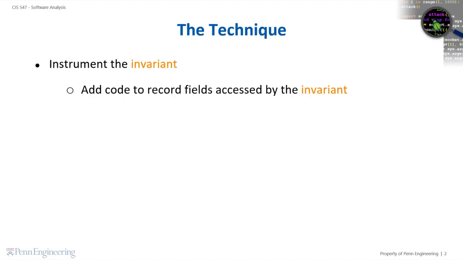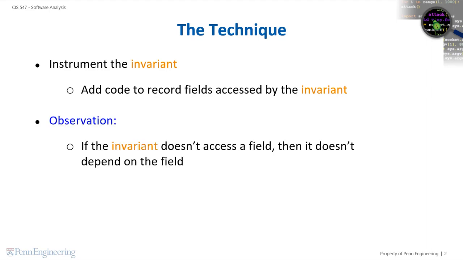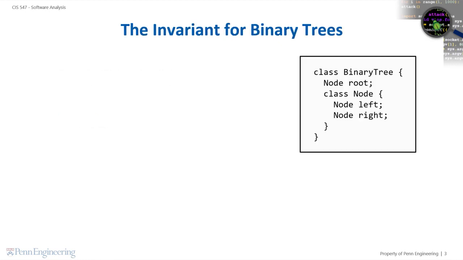The technique Korat uses is to instrument the invariant. That is to say, it adds code to the invariant checking to observe how it acts on the test input. In particular, it records which fields of the input the invariant accesses. A key observation is that if an invariant never accesses a field of the test input, then the result of the invariant doesn't depend on that field.